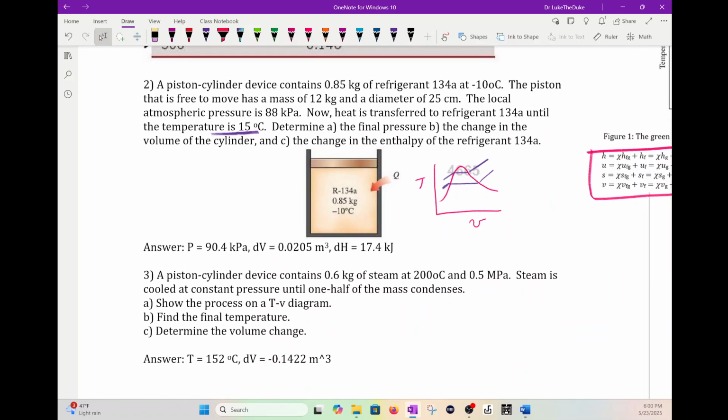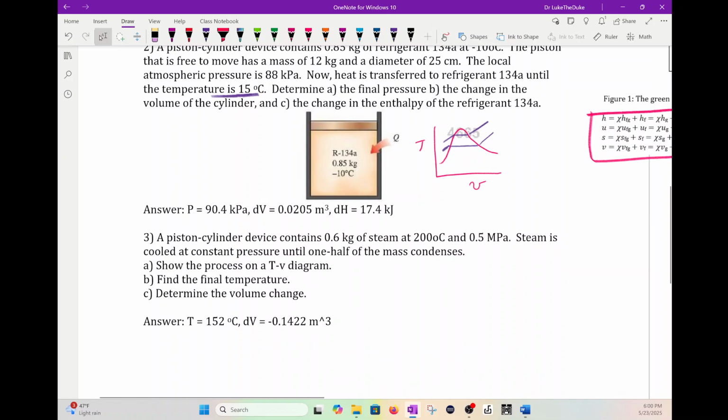Which is pretty much the same for problem 3. Draw your vapor dome, identify where you are. You have steam. It's at this temperature and this pressure. Steam is held at constant pressure, so isobaric, till 1/2 of the mass condenses. Show it on the TV diagram, find the final temperature, and then determine the change in volume.